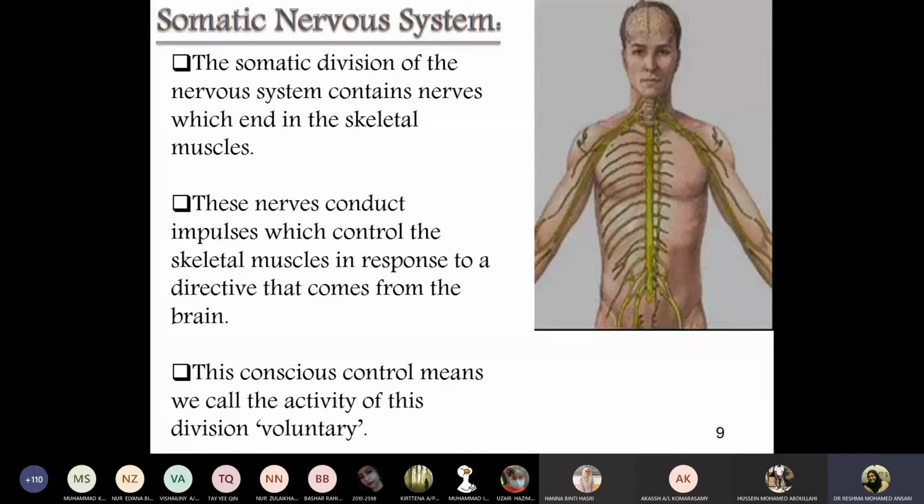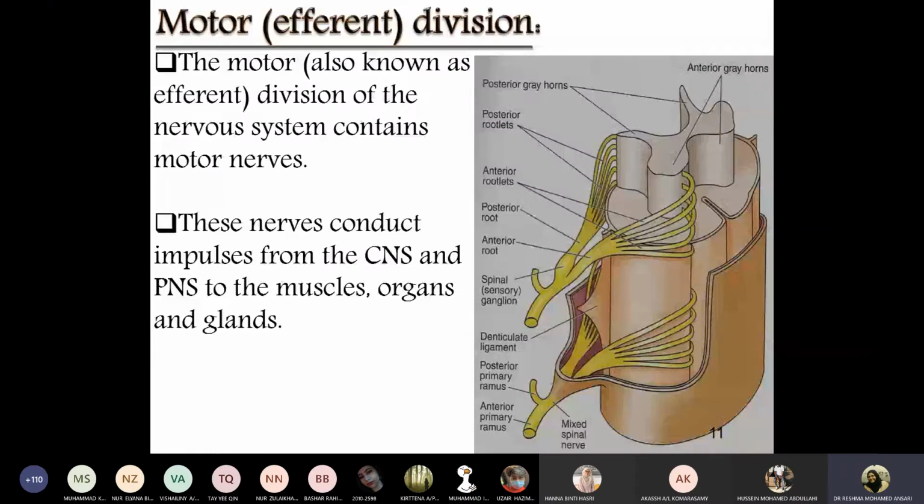The motor or efferent division contains motor nerves. These conduct the impulses from the central nervous system and the peripheral nervous system to the muscles, organs, and glands. So whatever information is passing to my brain and spinal cord is through the sensory or afferent division. Whatever order I get back from them to act is through the motor or efferent division. Is it clear until now?